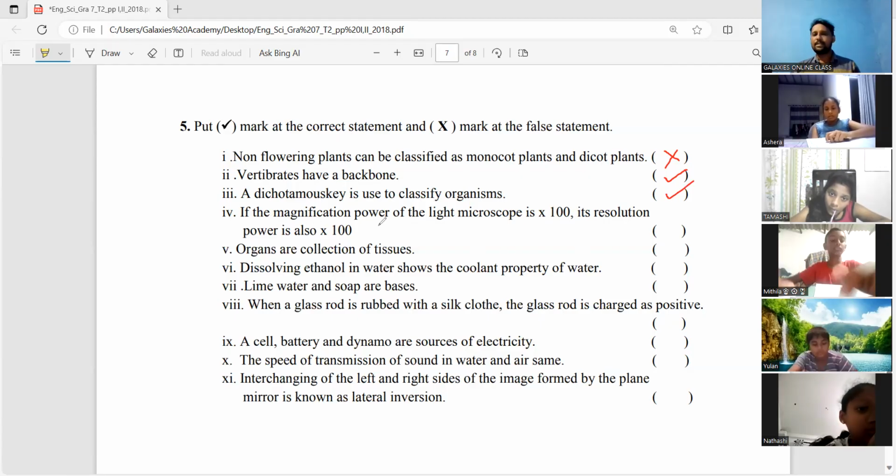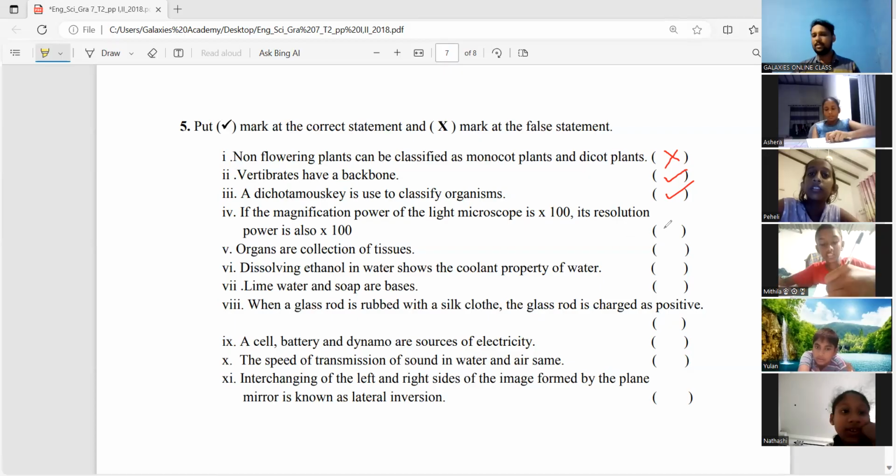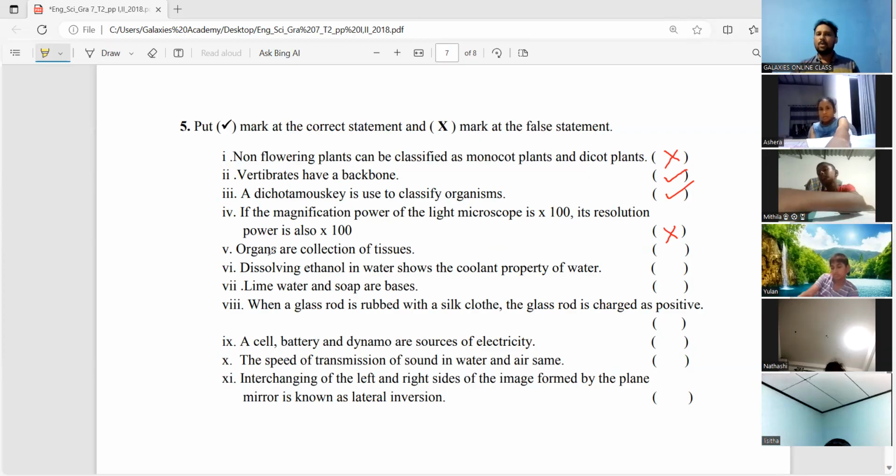If the magnification power of light microscope is 100 times, its resolution power is also 100 times. Is it correct or incorrect? Incorrect. මොකද මේ resolution power එකයි magnification එකයි දෙක සමාන වෙන්න අවශ්‍යතාවයක් නැහැ. එහෙම හැමතිස්සෙම වෙන්නේ නැහැ. Right? Next one, organs are collection of tissues. Is it correct? Correct.